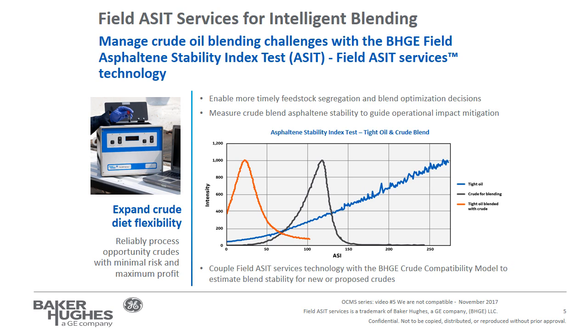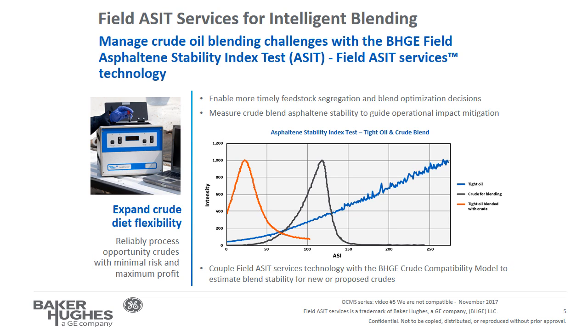The Asphaltene Stability Index Test, or ASIT from Baker Hughes, a GE company, is a tool for determining asphaltene stability of crudes and crude blends. Field ASIT Services technology uses a portable automated titration device using near-infrared laser to detect onset of asphaltene flocculation. The testing can be routinely performed in the refinery.